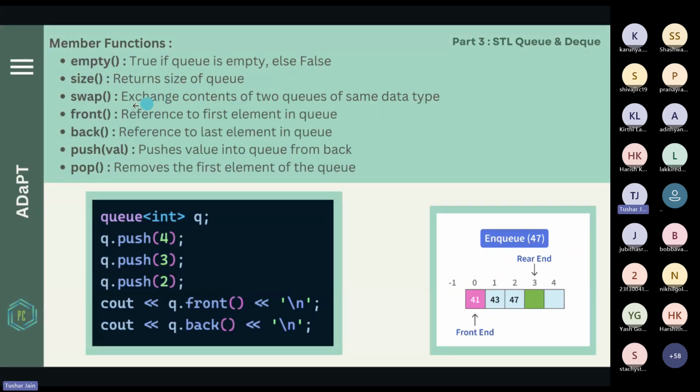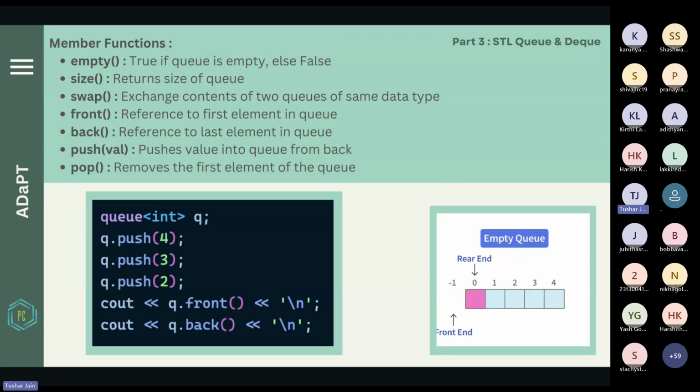The member functions are empty, which is similar to the empty function in stack, size, again similar to the size function in stack, and then swap. What swap does is exchange the contents between two queues of the same data type. The swap function takes in two arguments, and both of them should be queues and of the same data type.